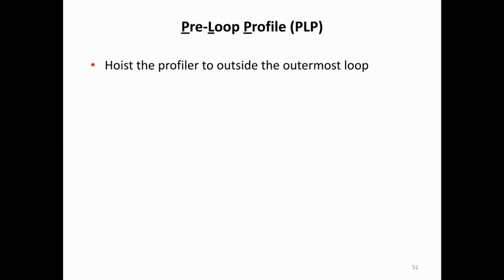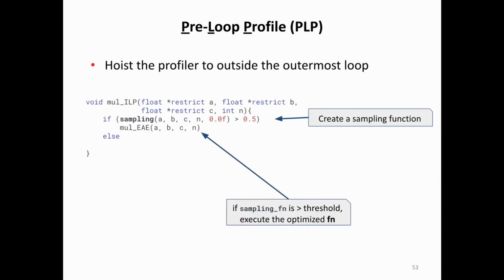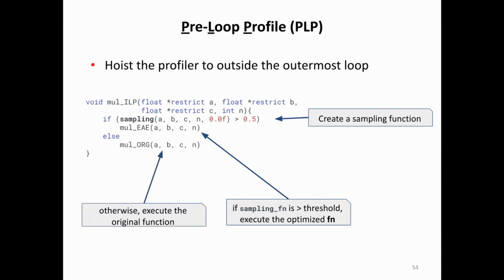So in this next proposed solution, which is called Pre-Loop Profile or PLP, we hoist the profiler to outside of the outermost loop. So the whole idea is we have a sampling function. And if the sampling function says that most of the times we have zeros on the inputs, we will execute the optimized version of the loops. Otherwise, we execute the original one. And this threshold that we put here, 0.5, was chosen arbitrarily. It can be any number.